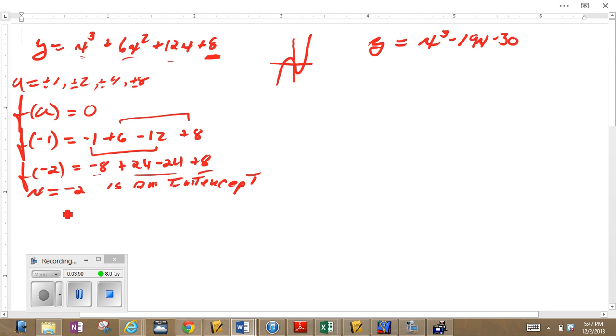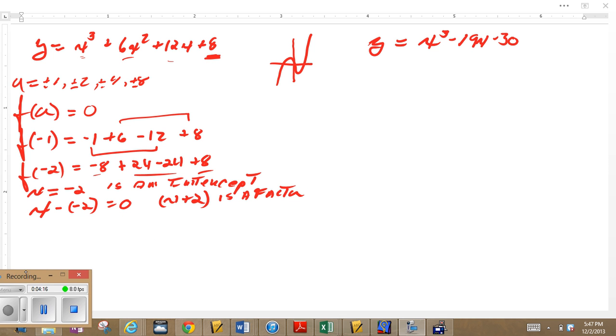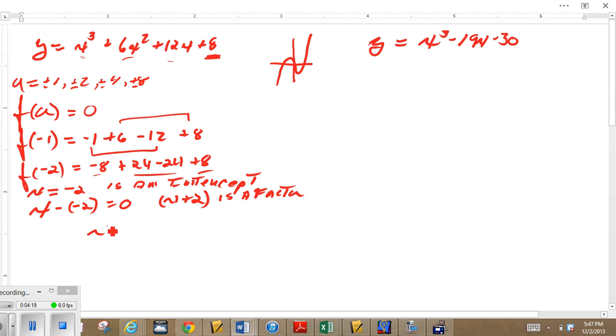So if x equaling -2 is an intercept, then x minus -2 should equal 0, which implies x plus 2 is a factor. Now that we've got a factor, our long division will allow us to find another factor. So here we go with the long division. x plus 2 is the factor that we want to divide into our original polynomial of x cubed plus 6x squared plus 12x plus 8.